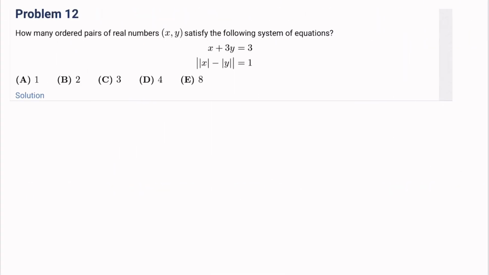Number 12. How many ordered pairs of real numbers x, y satisfy the following system of equations? This one and this one. Right, so we know this one, so let's get about graphing this one.